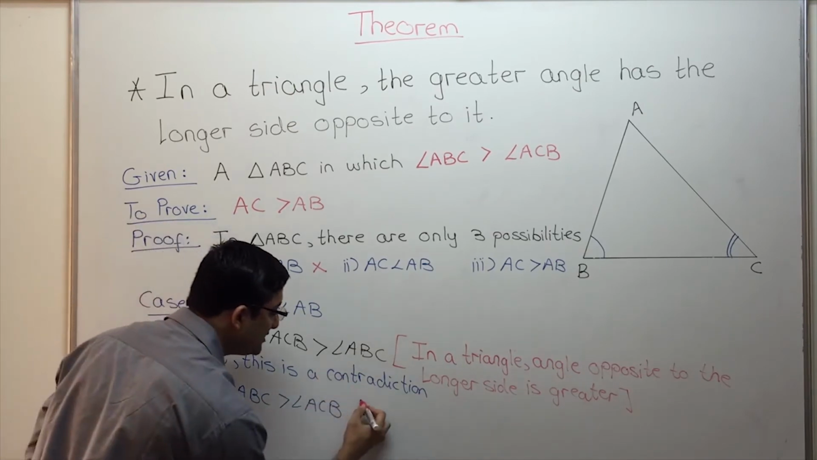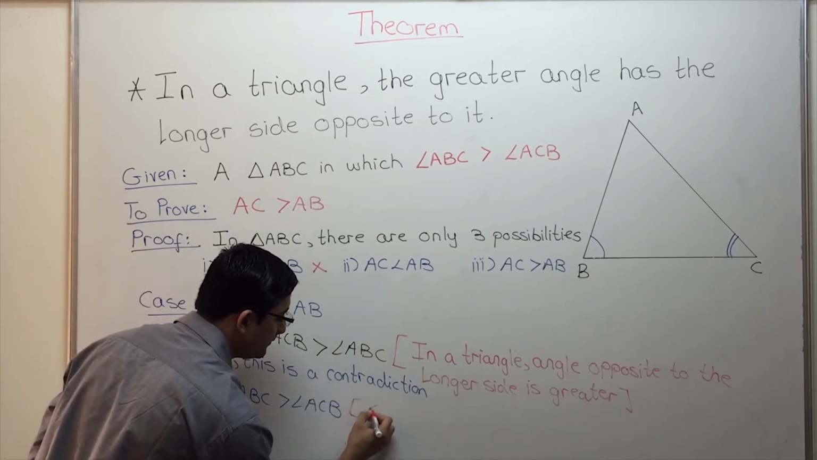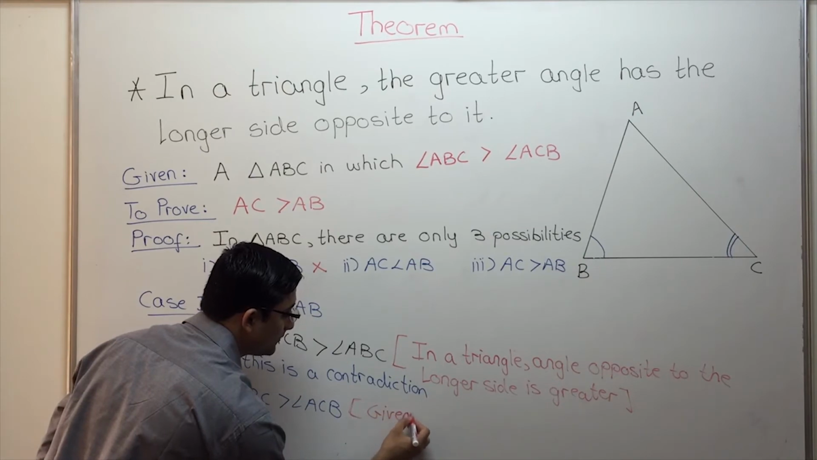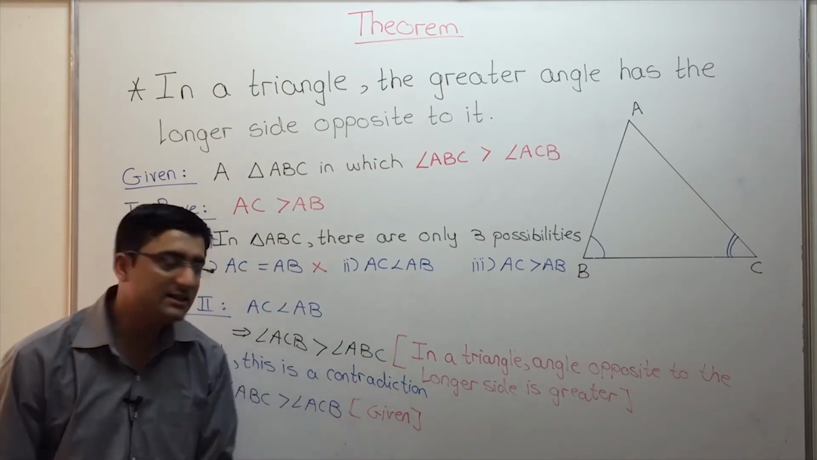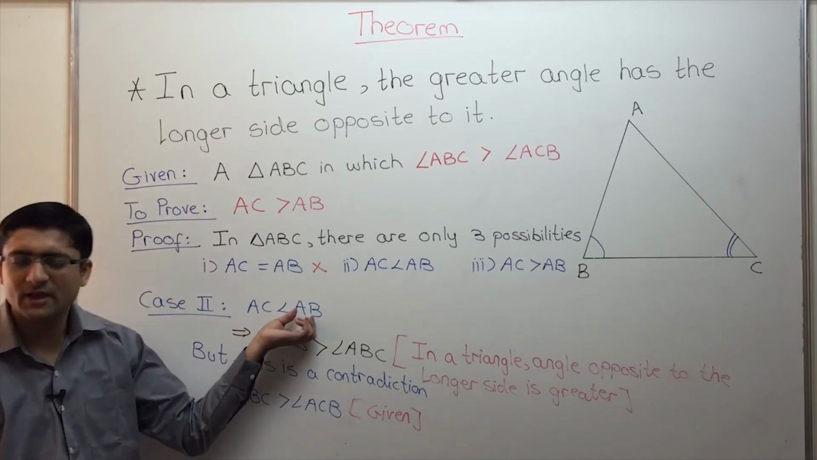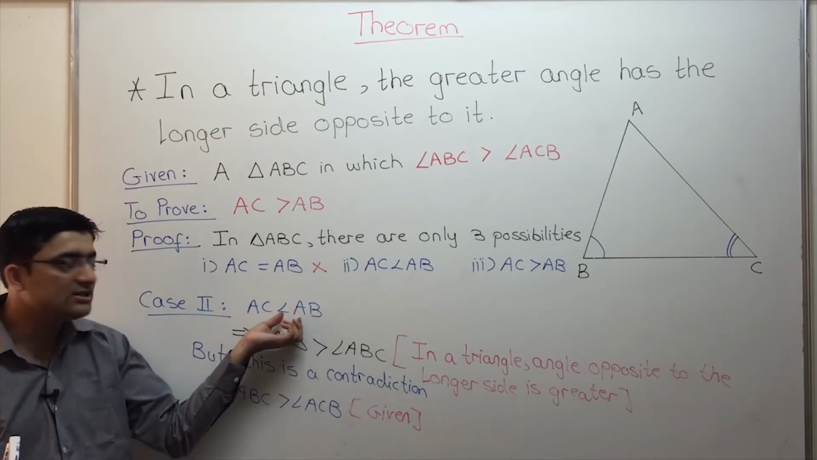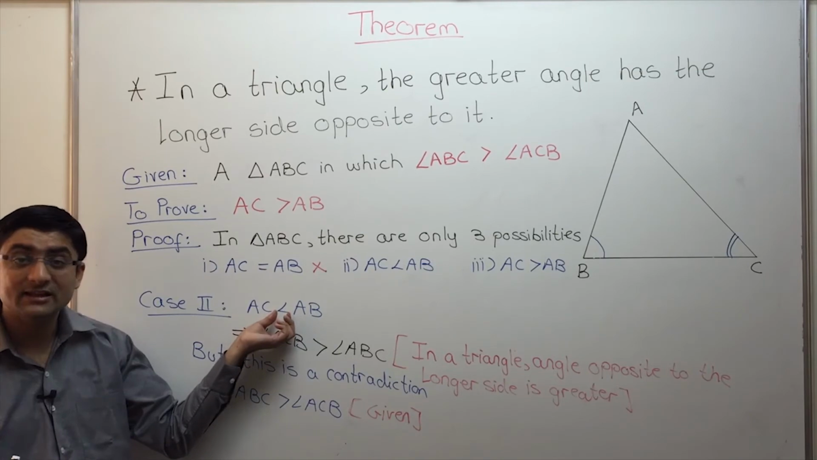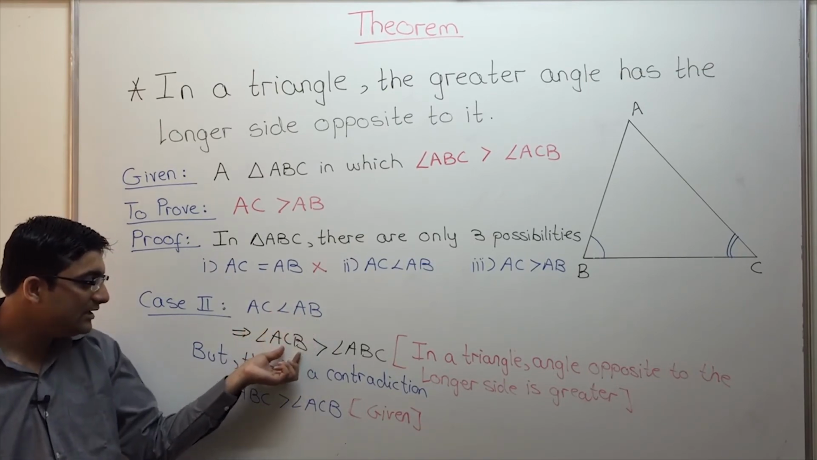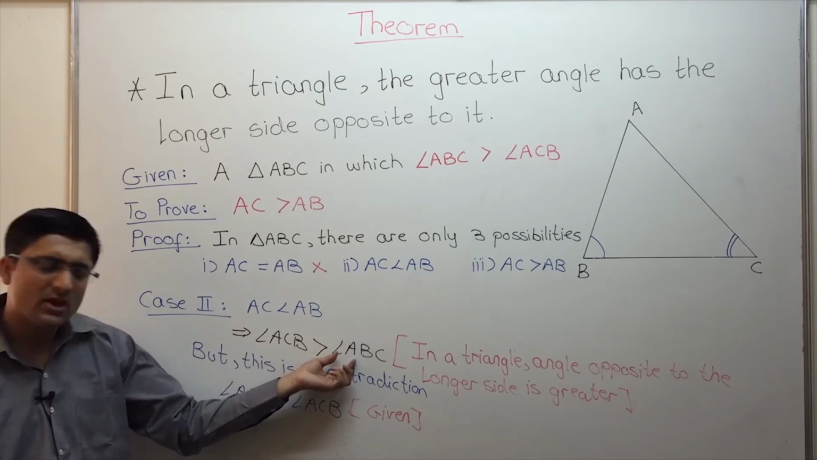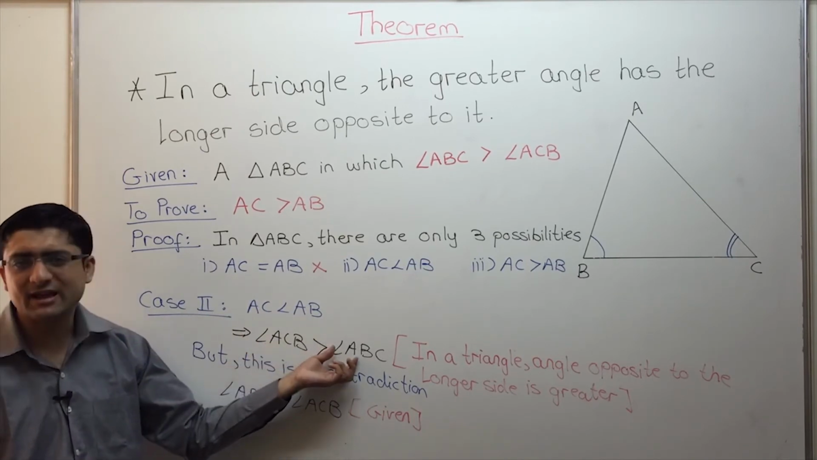So remember, whatever is given to you is always true. Right? That means case 2 is not a possibility. I repeat once again. See, in case 2 we assume that AC is less than AB. Now the moment I see two sides of a triangle and a less than sign, that means angle opposite to the longer side is bigger. So angle opposite to AB is bigger than angle opposite to AC. So we're getting angle ACB will be greater than angle ABC.